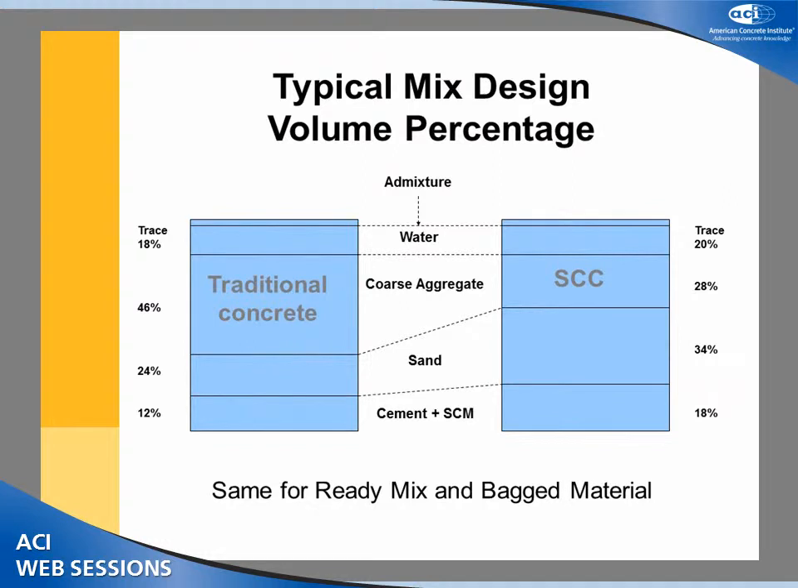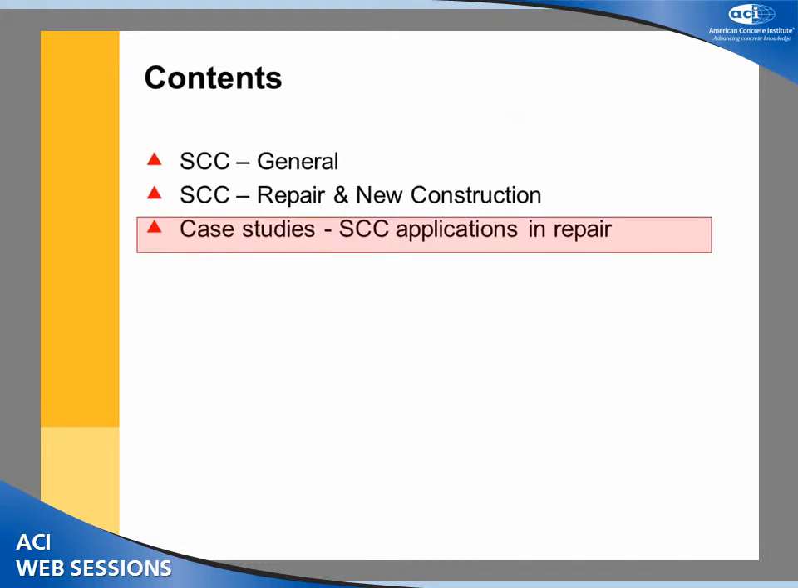And as far as the mix design goes, it is no different, whether it's an SCC being proportioned in a ready mix plant or SCC being proportioned to produce a 65-pound or 60-pound prepackaged bag, it is the same thing. You definitely have a higher concentration of sand in SCCs, and that is the same for both types of SCCs that are out there.